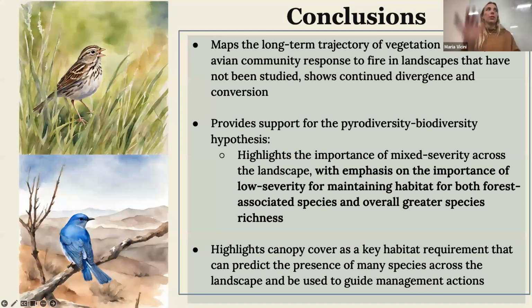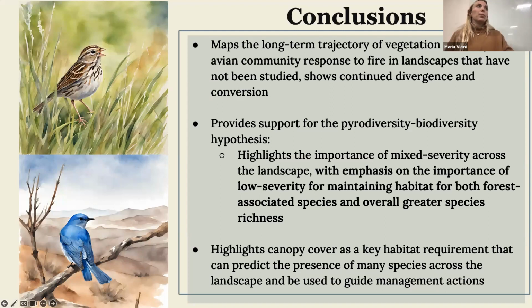In conclusion, I'm just listing a summary of the study. So I mapped the long-term trajectory of vegetation recovery and avian community response to fire in landscapes that have not been studied, and this showed continued divergence and conversion.